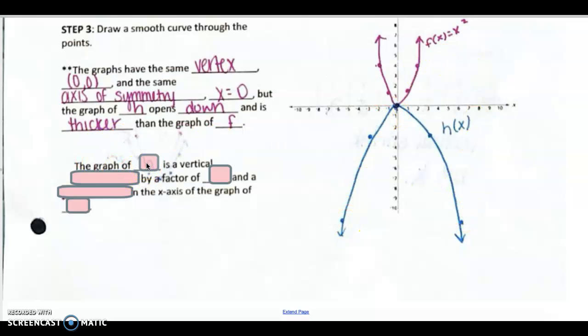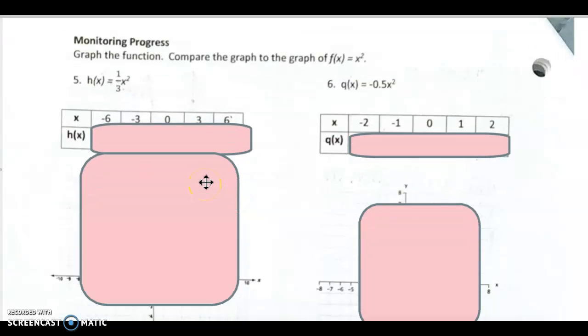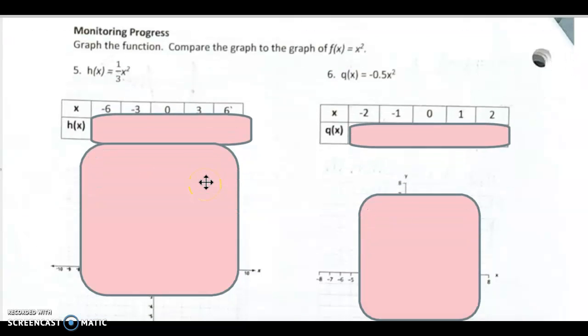So we can say the graph of h is a vertical shrink by a factor of 1/3, because that's the number in front of x squared, and a reflection in the x-axis of the graph of f. So again, you don't have to write all this out every time. You can just say it's a vertical shrink by 1/3 and a reflection over the x-axis. That's all I need. All right, next page. Monitoring progress 5 and 6. So I want you to pause the video again and do these.